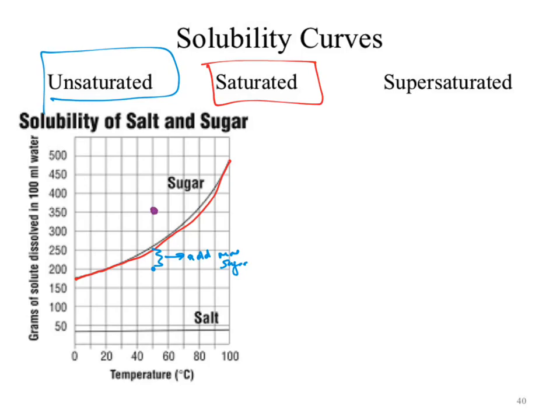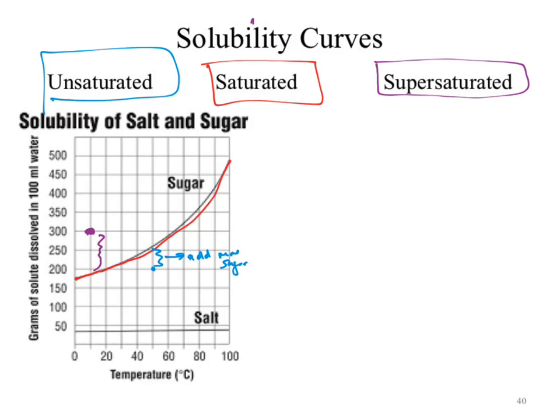What happens if I'm above that line? And actually, we're going to pick something else. We're going to go over to here. Well now, all of that is sugar that is dissolved more than a saturated solution. What was a saturated solution? What's a saturated solution? That is a solution that has the maximum amount of stuff dissolved in it.